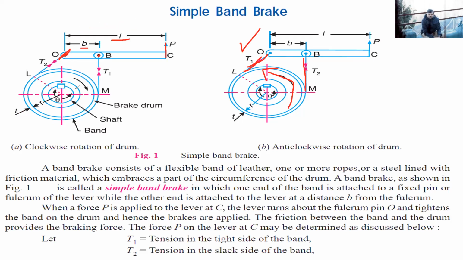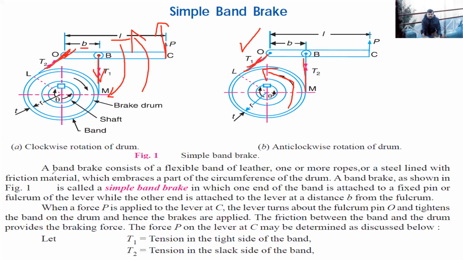So when the wheel is rotating in clockwise direction, this force P will tend to rotate this entire system in anti-clockwise direction. This tension T1 will tend to rotate in clockwise direction, and this tension T2, since it is passing through the fulcrum point, therefore it will not produce any moment. All right. So this is a diagram of a simple band brake.